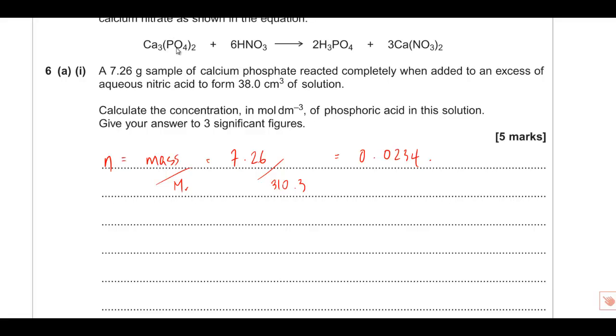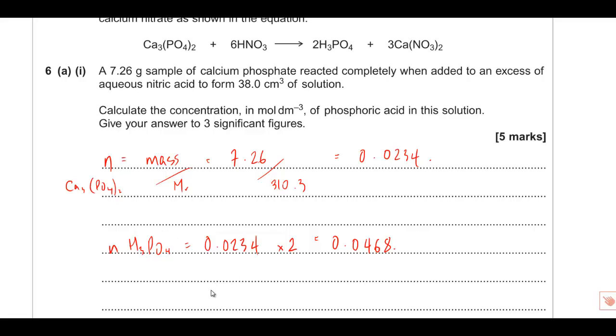So let's have a look here. We've got a ratio of 1 to 2 because we are calculating the concentration of phosphoric acid. So this was the moles of Ca3(PO4)2, and this is the moles of H3PO4. That's going to be 0.0234 times 2, which is going to give us 0.0468 moles of phosphoric acid that we've got there.